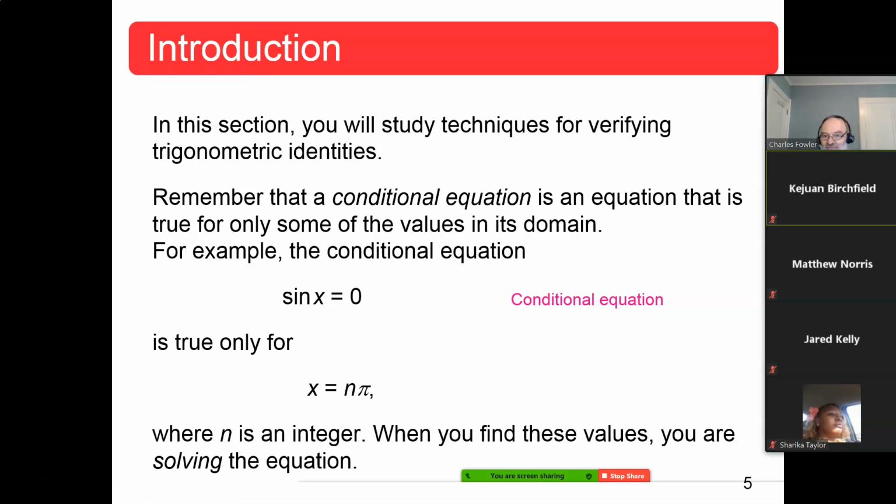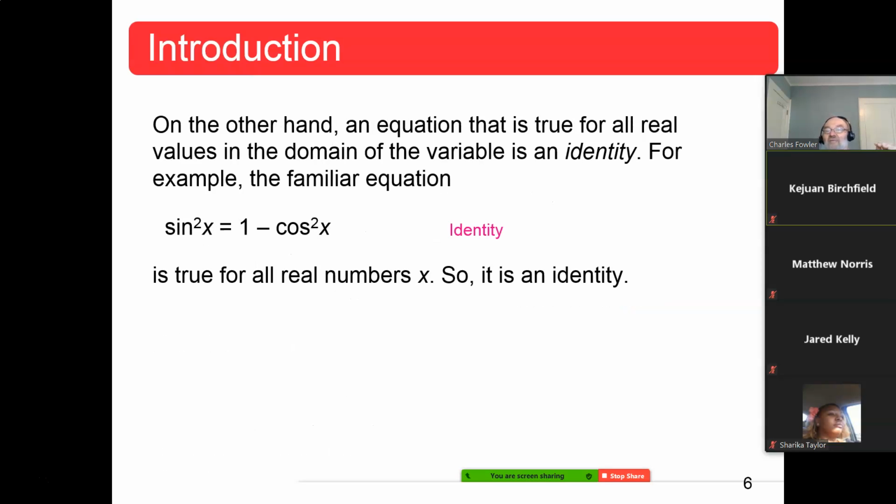What we're doing in this section, and for a lot of this chapter, we're going to be finding equations that are true for all real values in the domain. That's called an identity. For instance, sine squared x is equal to 1 minus cosine squared x. Why is that an identity? If you added cosine squared x to both sides, you have sine squared x plus cosine squared x equals 1. That's always true. No condition to it. It's always true no matter what value x you put in there. Every real number x, that's an identity.